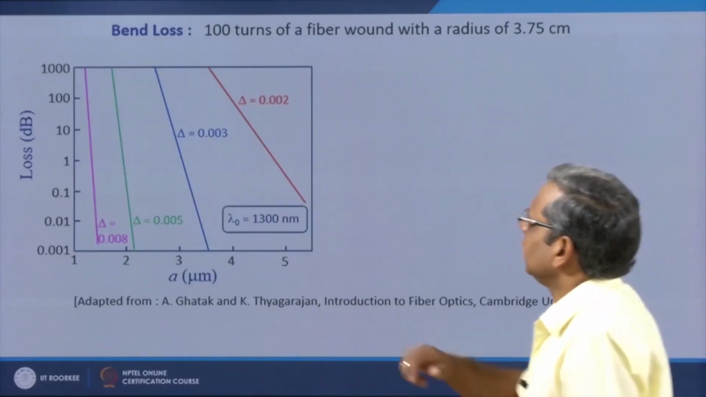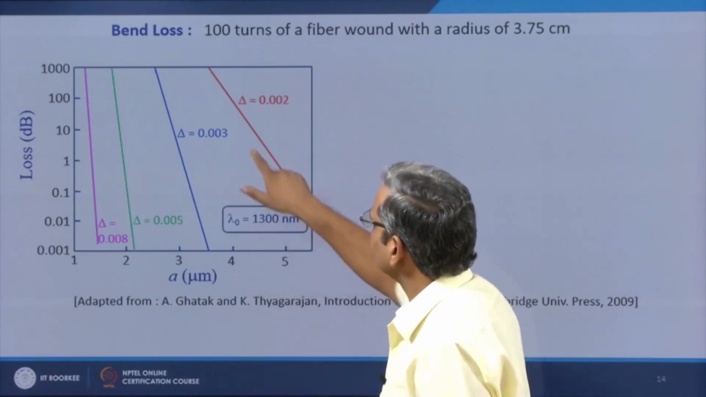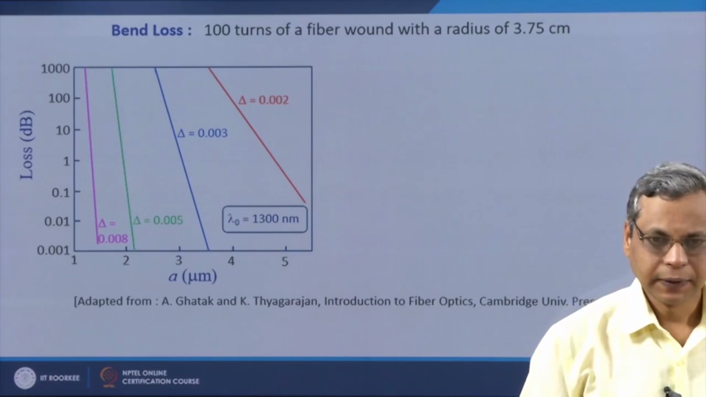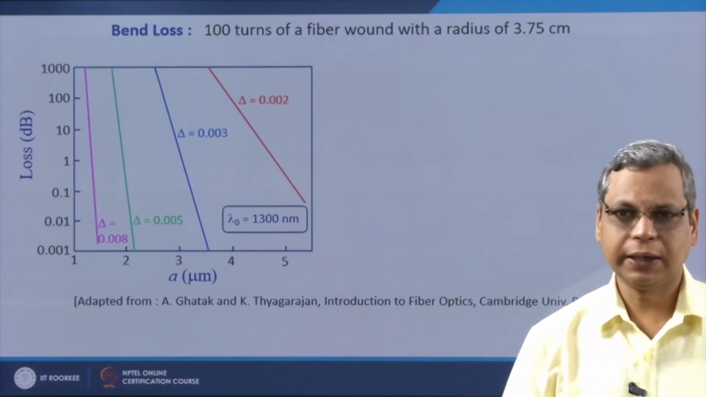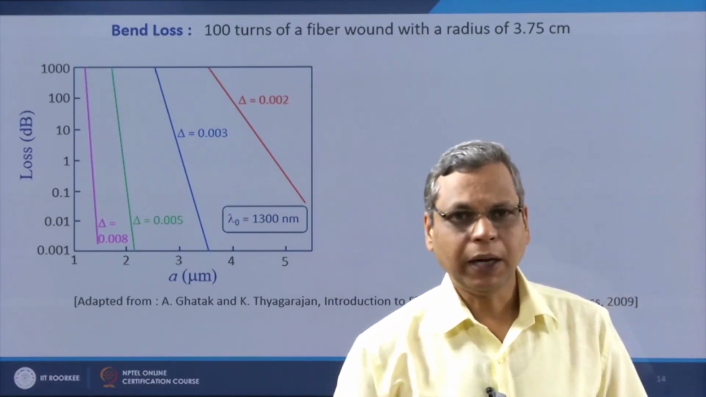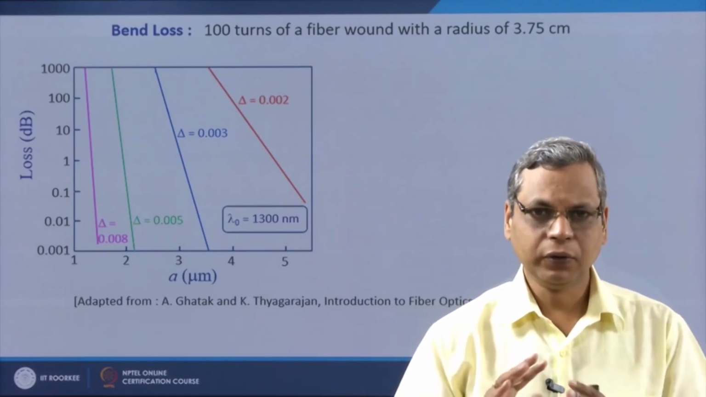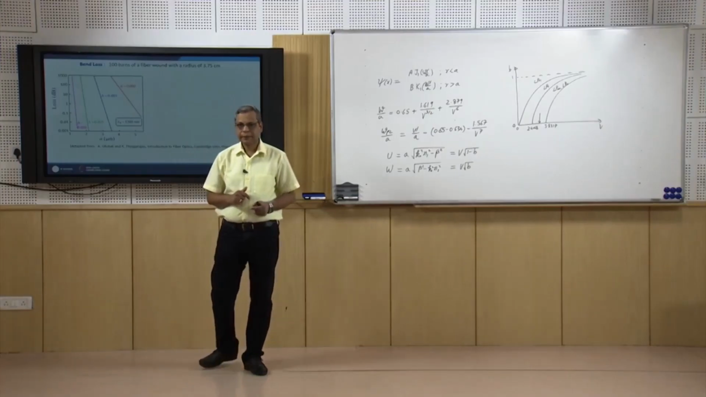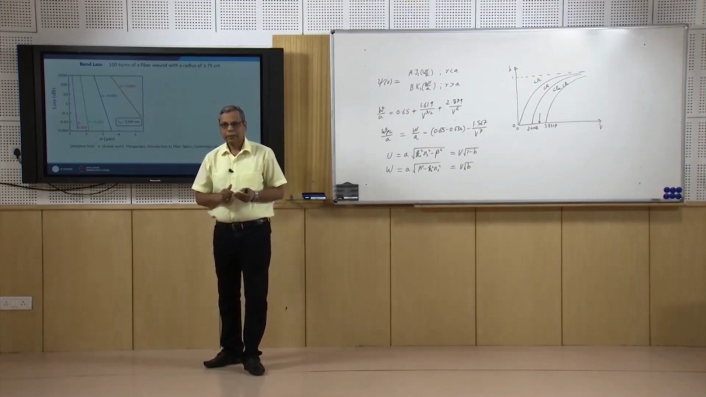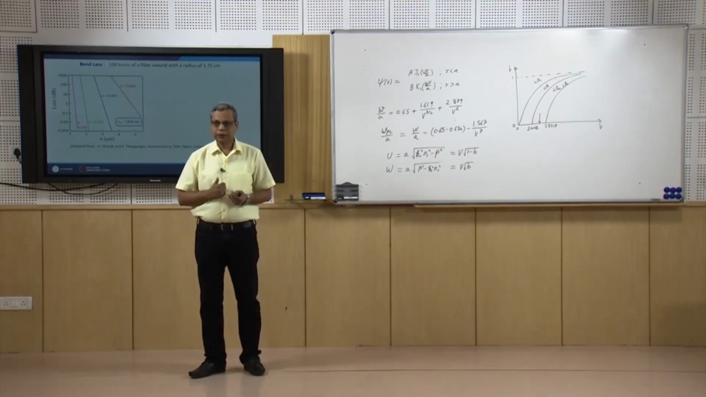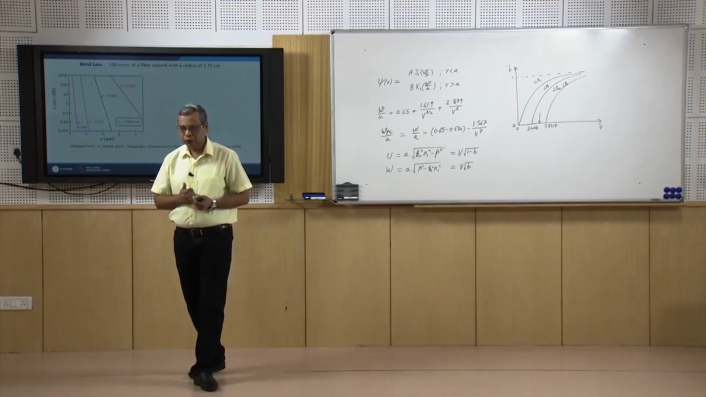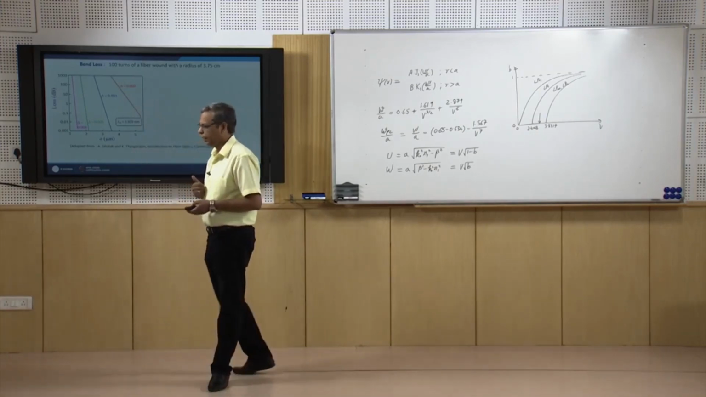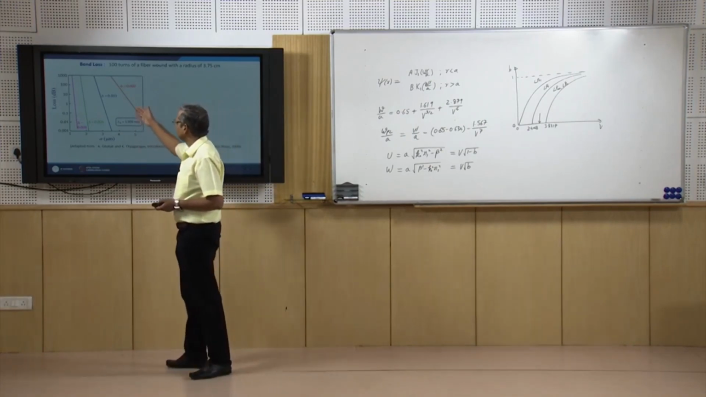what happens is that if I increase the core radius, then bend loss decreases, and it is understandable that when I increase the core radius, the power is confined more and more in the core and less power extends in the cladding. That is, my mode is going away from the cutoff. If the mode is moving away from the cutoff, then it is less sensitive to bends. So, the bend loss decreases.